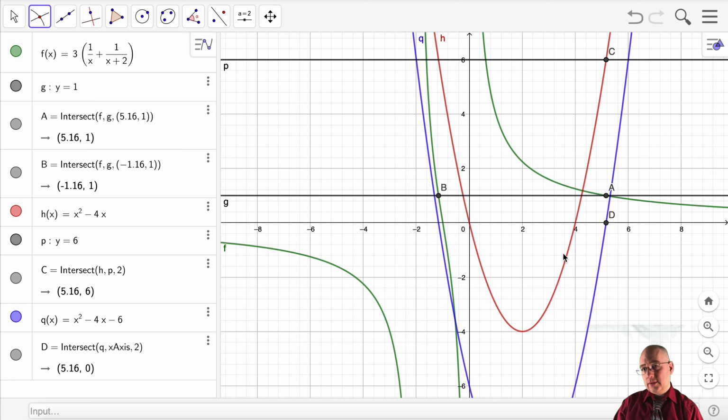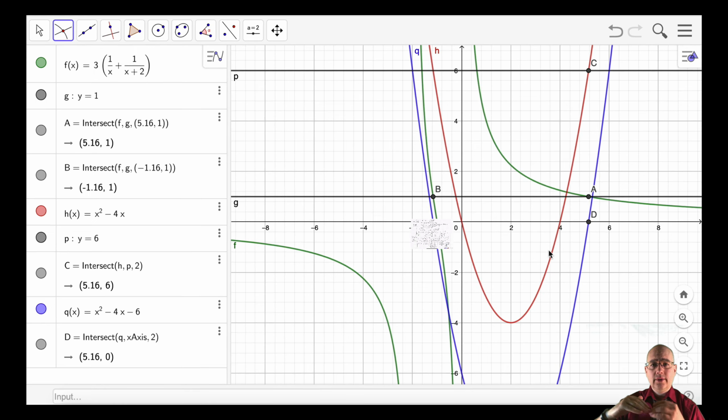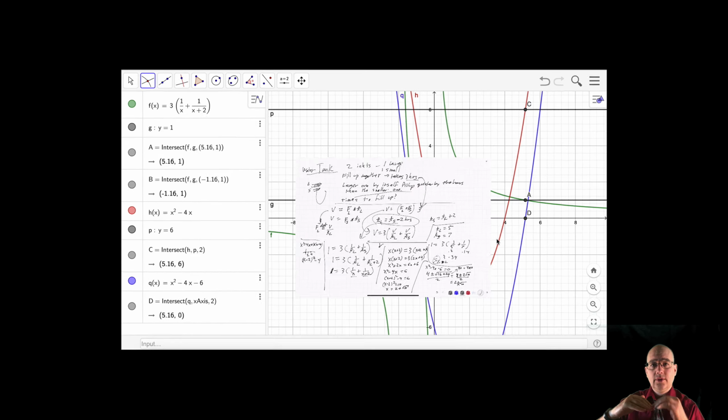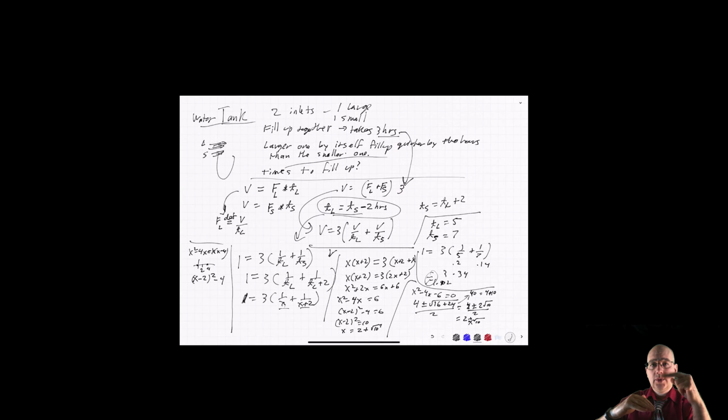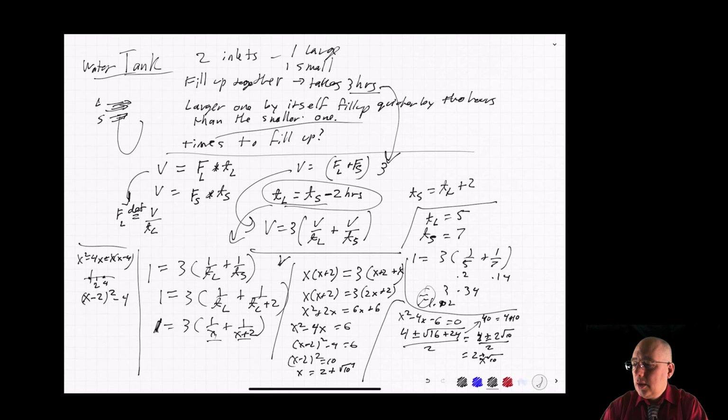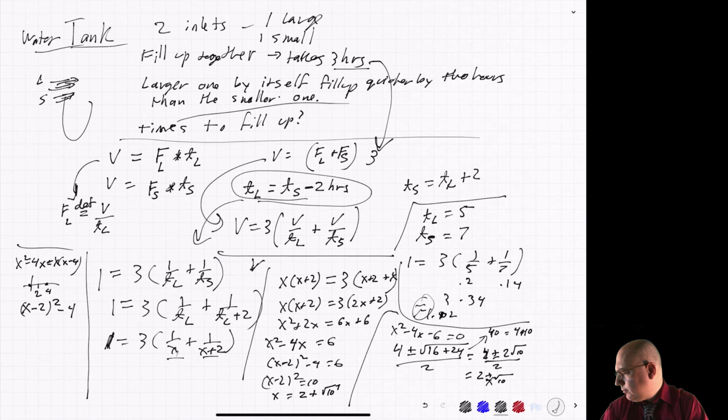All right, and that's a nice tip in terms of trying to figure out where your algebra might have been different. So if you graph something earlier on in your work, and then you graph something later on, and they're giving you different solutions, then you know something went wrong somewhere in between. All right, so that's filling up a water tank.